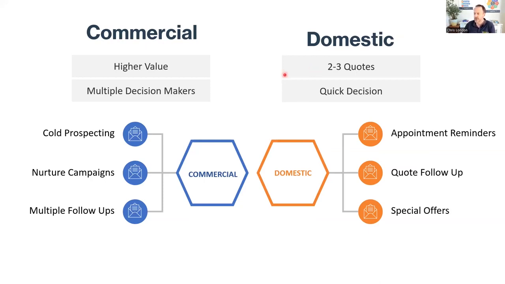It's a quick decision. The sorts of email campaigns we use for a domestic tend to be appointment reminders, because private people tend to be worse at keeping appointments. So they'll arrange an appointment for next Tuesday, and then they'll forget about it and they won't contact you to let you know they're not going to be available. So just reminders when they book the appointment, a few days later, and possibly an hour or 2 beforehand, just so they don't forget all about it.